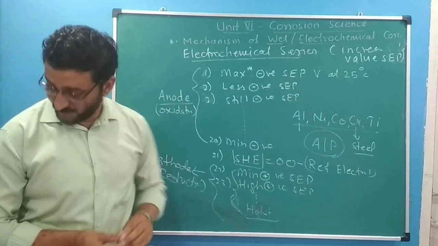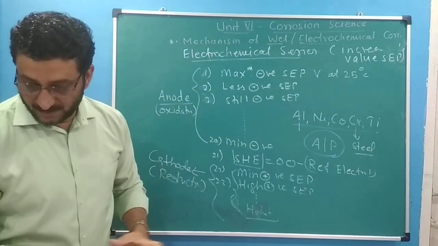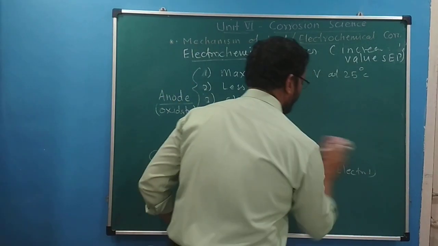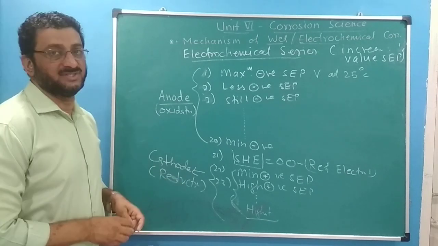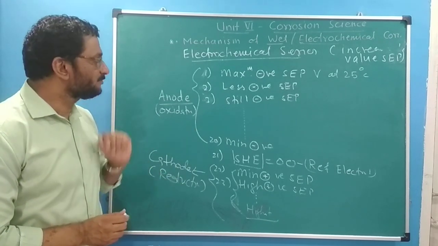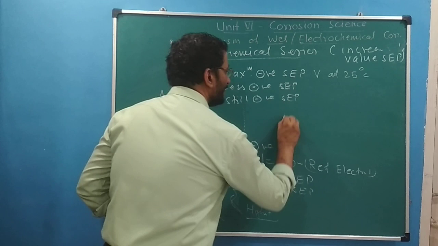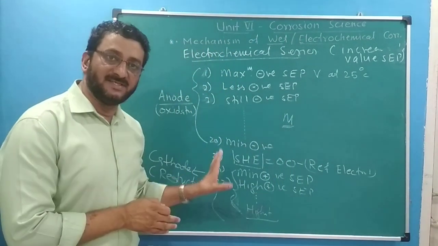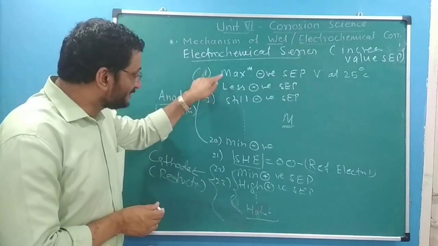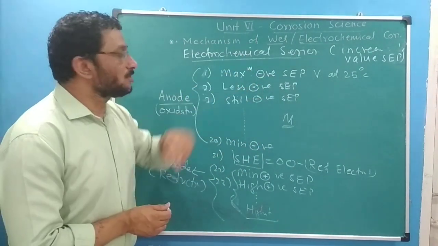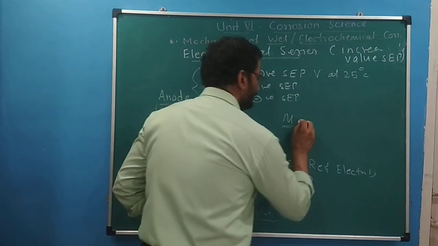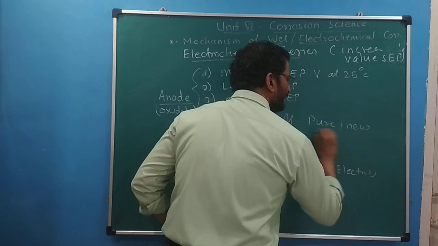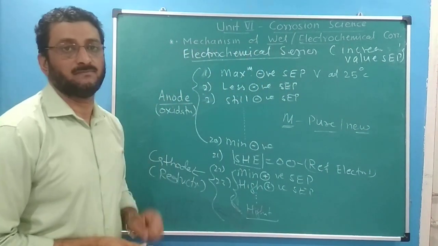So this is one information we are getting from the series. I think this is the fourth information, isn't it? So this is the point. Now there are some drawbacks to the series. What are the drawbacks? When the metals are taken for recording of electrode potential, they were in a new condition. They were in a pure form and in a new condition, isn't it? So that is not the practical condition.